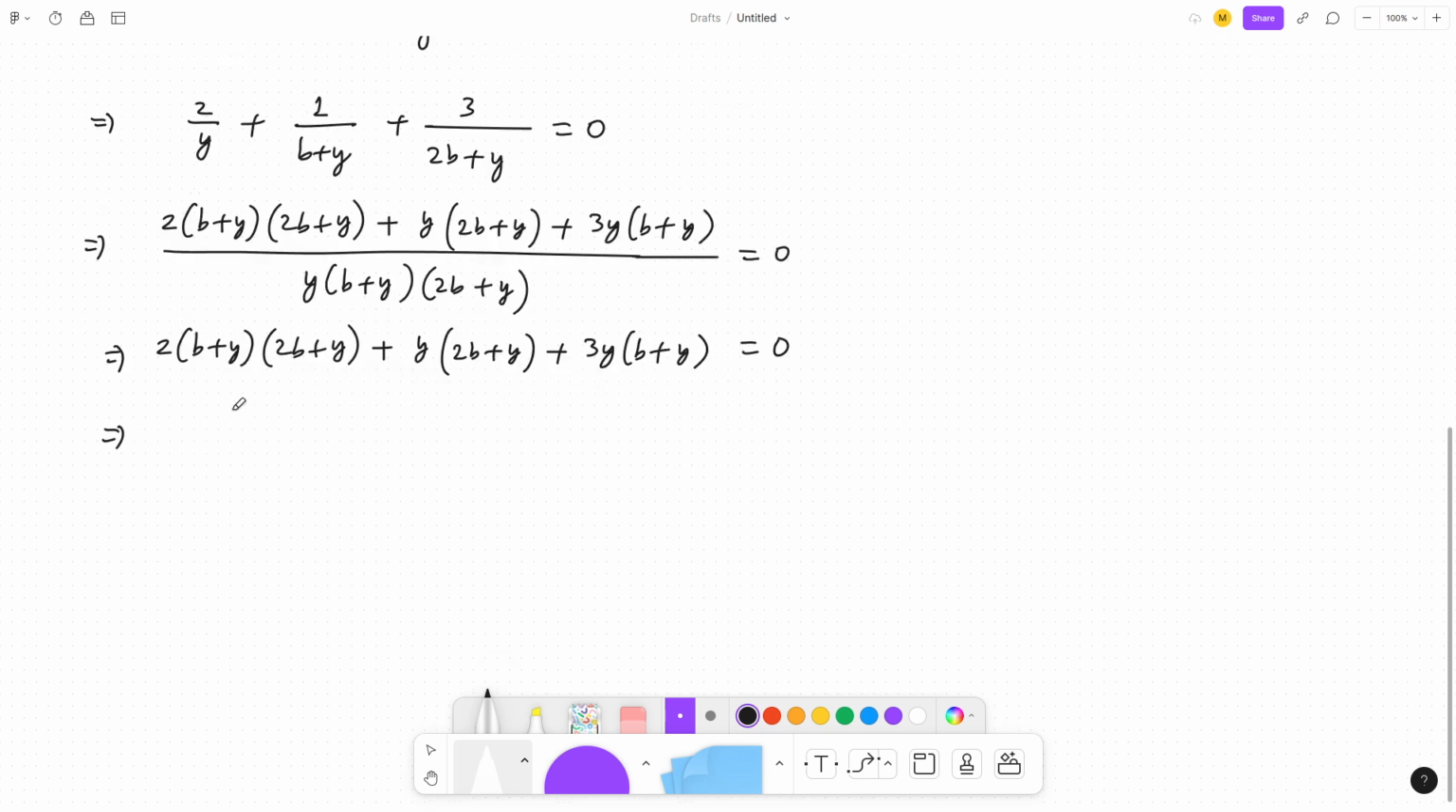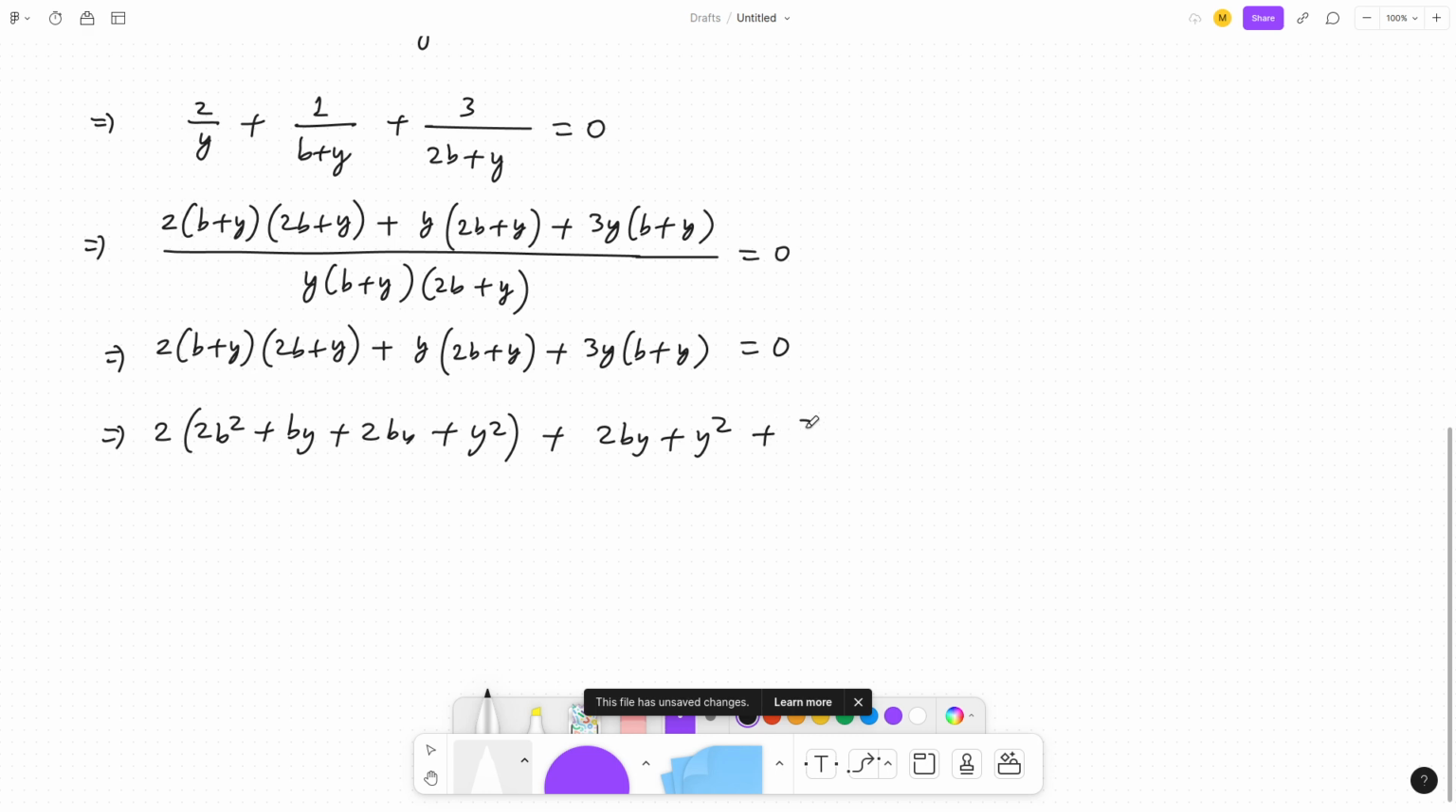Now we have to manipulate this expression, right? We have to just resolve this. So we can just multiply this. So we can write here 2 times 2b square plus by plus 2 times by plus y square, right? And again 2by plus y square plus 3by plus 3y square equals 0.